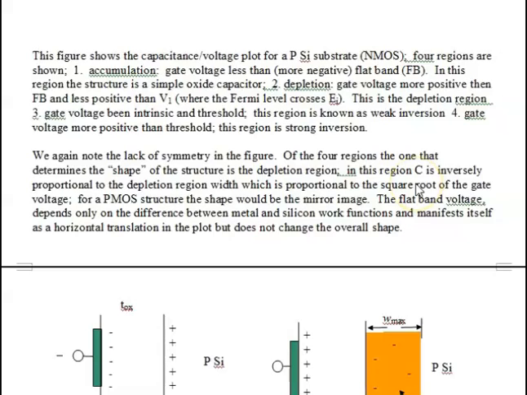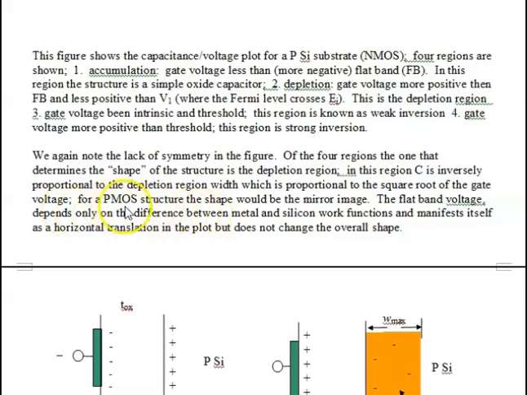And the thing is here that C is inversely proportional to the depletion width, and we'll see that in the pictures in just a little bit. And the depletion width is proportional to the square root of the gate voltage VG.